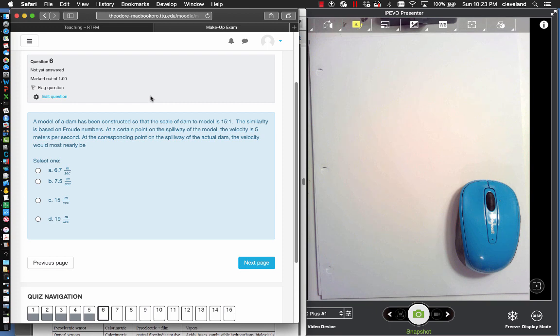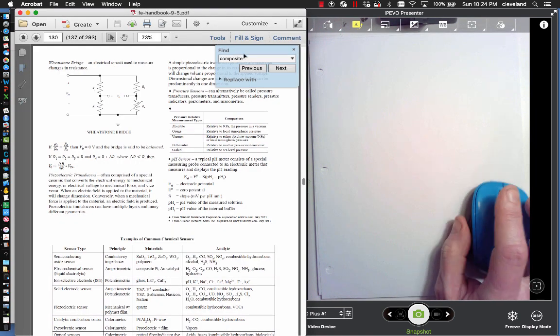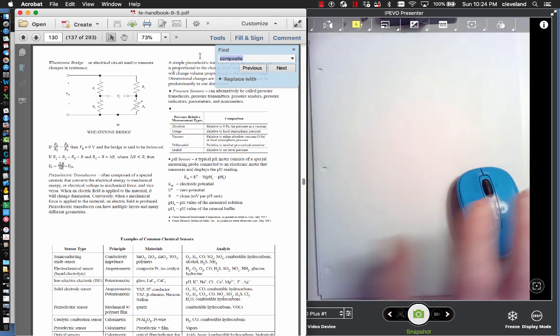At a certain point on the spillway of the model, the velocity is 5 meters per second. So we make a measure on the model, it's 5 meters per second, and we want to answer the question: at the corresponding point on the spillway of the actual dam, the velocity would most nearly be A, B, C, or D. And this is a little more elaborate. Let's go ahead with similarity.